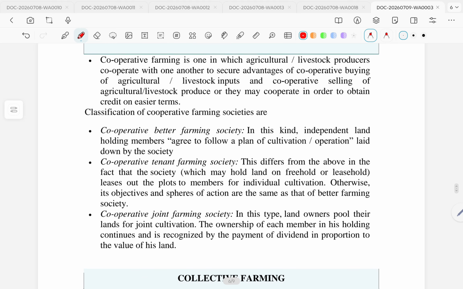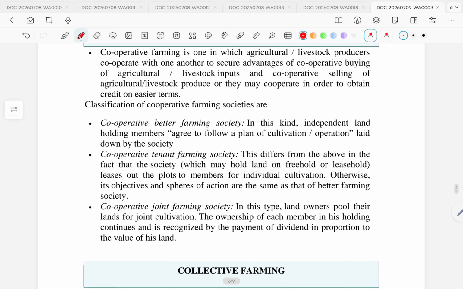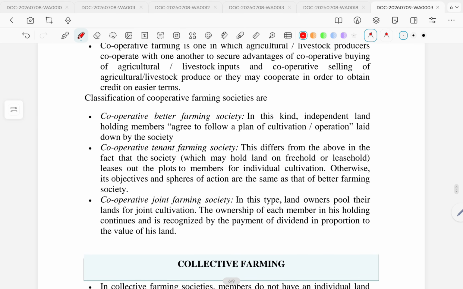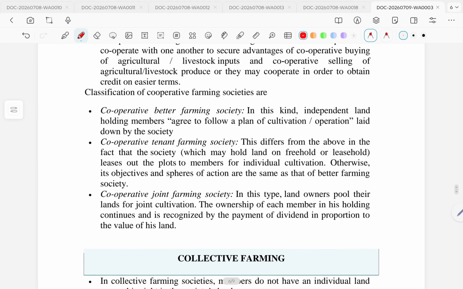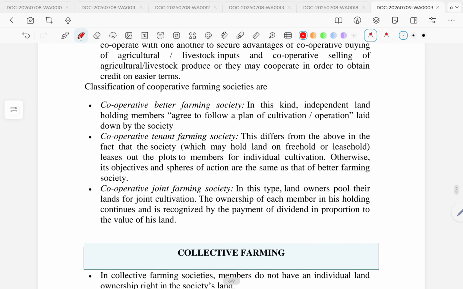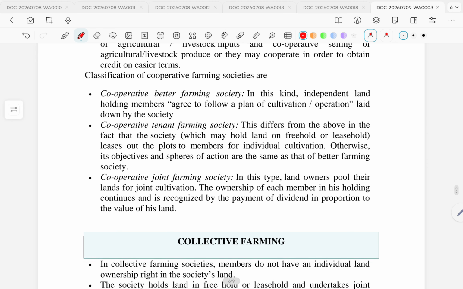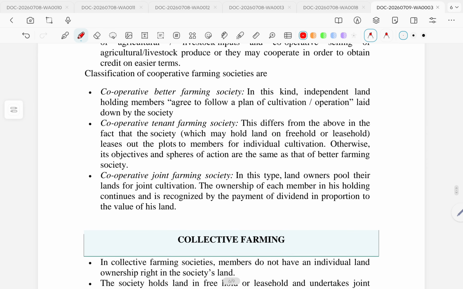Classification of cooperative farming societies. Cooperative better farming society: in this kind, independent landholding members agree to follow a plan of cultivation or operation laid down by the society.